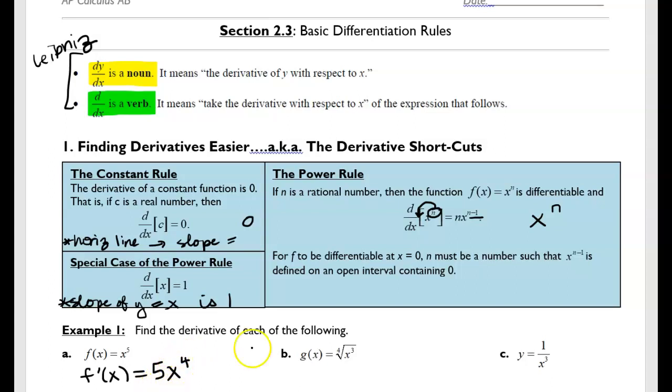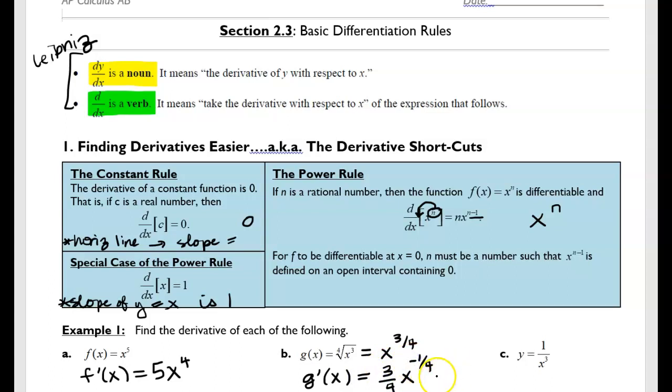In part b, I have g of x equals the 4th root of x cubed. That's not written in the exponential form yet, so we want to rewrite it as x to the 3 over 4. Once it's in that form of x to the n, then we can go ahead and find the derivative. So g prime of x is 3 over 4, x to the negative 1 over 4. Subtract 1 from the exponent.